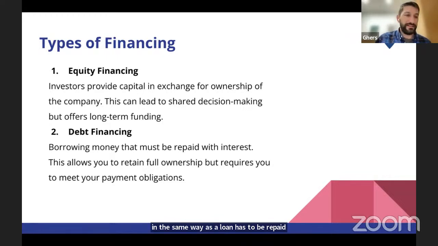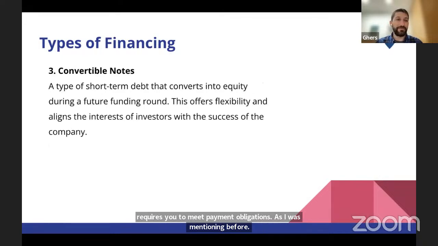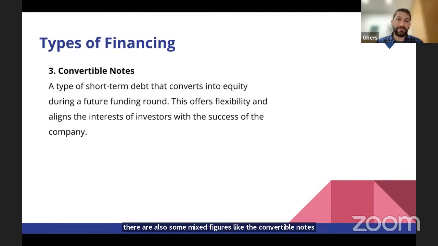There is also debt financing, and in fact, there is what is called venture debt, which is debt specifically for startups. Of course, debt financing means borrowing money that must be repaid with interest. It allows you to retain full ownership of the company, but requires you to meet payment obligations, as I was mentioning before. And there are also some mixed figures like convertible notes, which are a type of short-term debt that converts into equity if X criteria is met in the future. So it offers flexibility and aligns the interests of investors with the success of the founders and of the company.